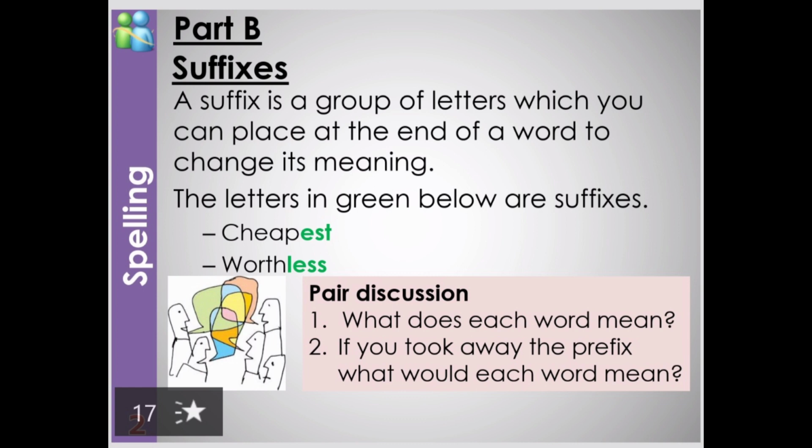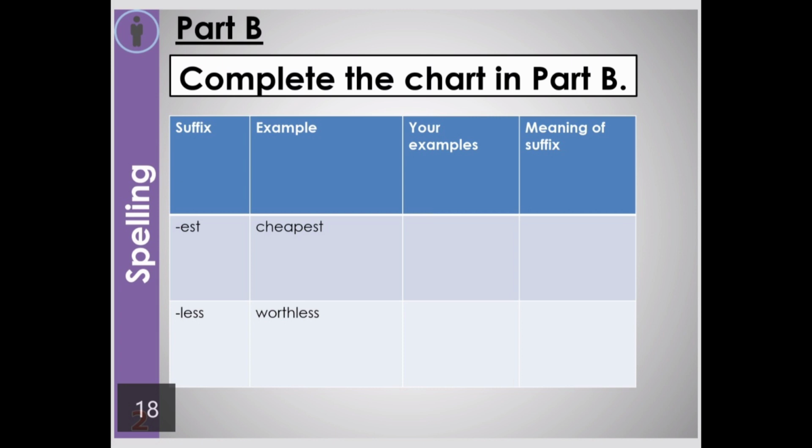Alright, so part B is suffixes. A suffix is a group of letters which you can place at the end of the word to change its meaning. For example, cheapest and worthless. Like prefixes, here you can again write your own examples and meanings too.